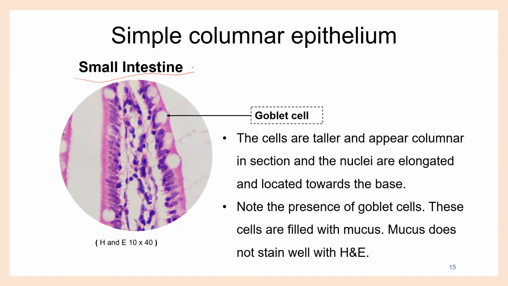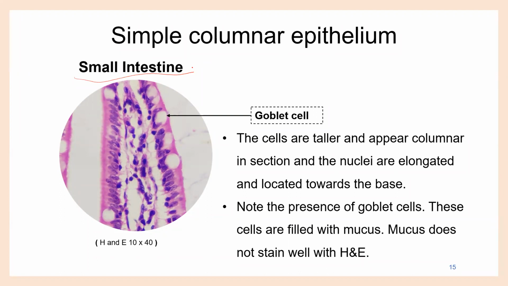Right. So the tallest columnar cells are seen in the small intestine. If you take the stomach epithelium, slightly less tall. So the tallest ones are seen in the small intestine. When you take a longitudinal section, they appear columnar, and the nuclei are elongated, as I told you, situated towards the base, and of course you can see the goblet cells.